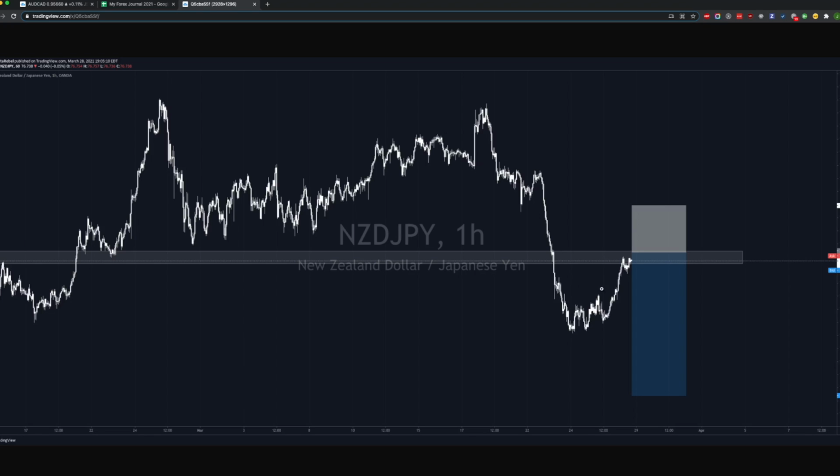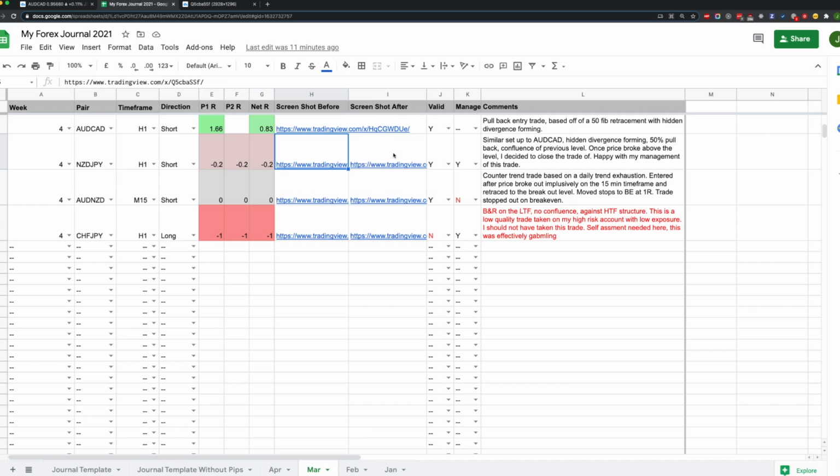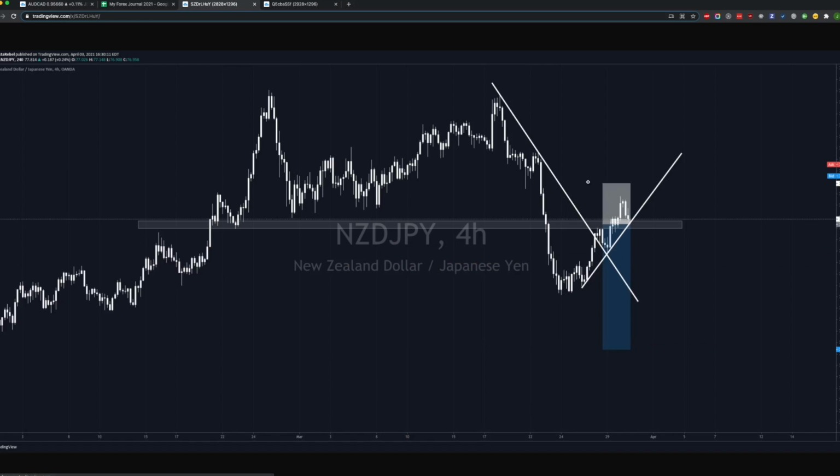Originally, I was actually looking for buys on this pair, but because of the price action that I was seeing, I kind of changed my bias to a short position. We also had price pulling back to this level. It may not be a major level, but we had a pretty decent level here that price was pulling back into, right? And then this was the trade at the time of closing.